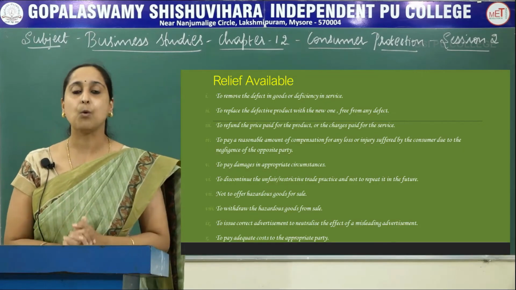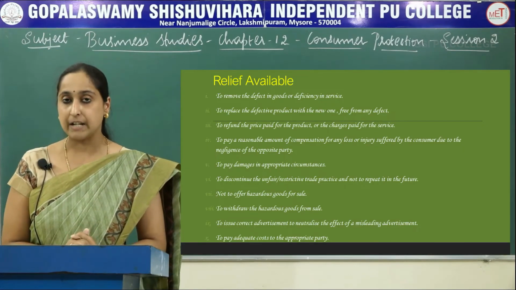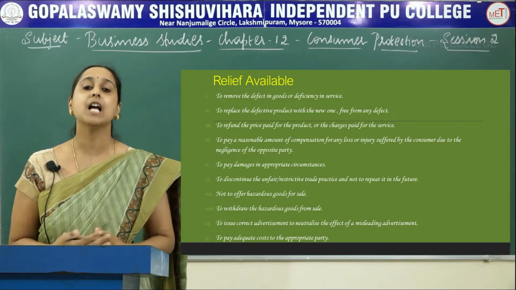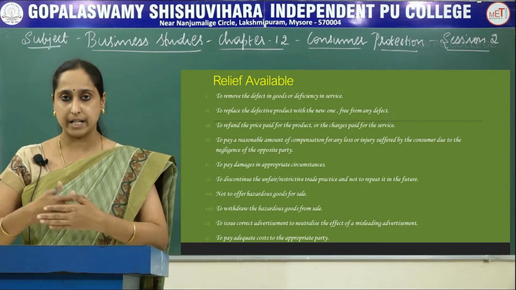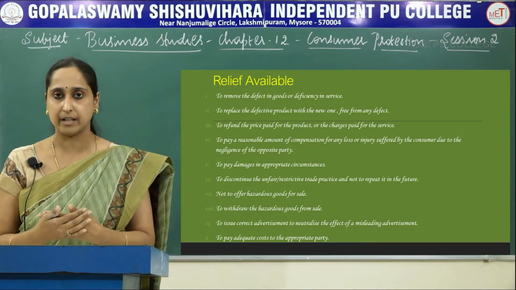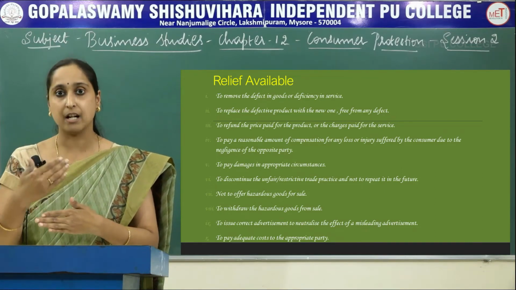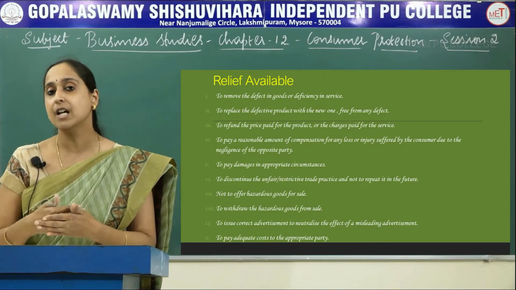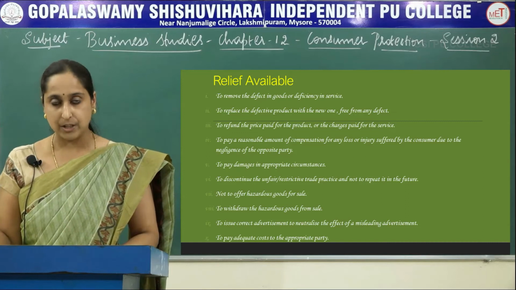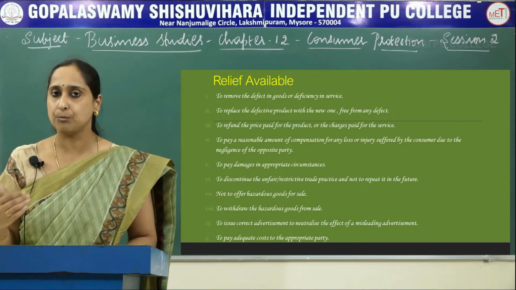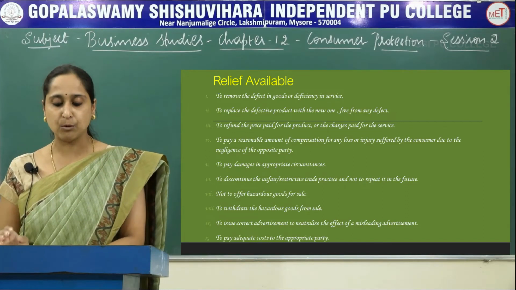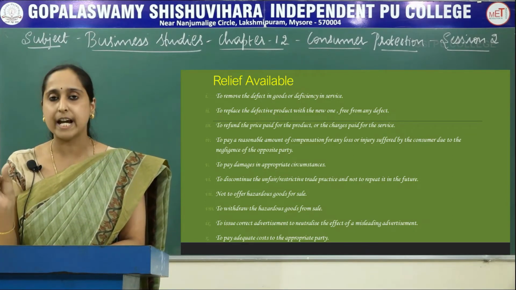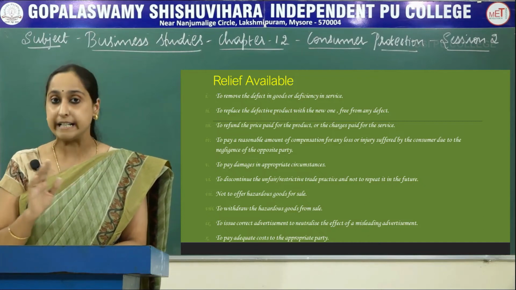Now let us see what are the reliefs available. Ivaga mooru no district forum, state commission, national commission, aven nodidri alli ivru yenu aggrieved party yenu case file maadirtare. If those three tier agencies are happy with that, what reliefs do they give to the opposite party. So yen relief kodabodu athva yenu remedy kodabodu anta nodana. First is to remove the defect in goods or deficiency in service. Aa goods alli yenu defect ide adanna they have to remove it.